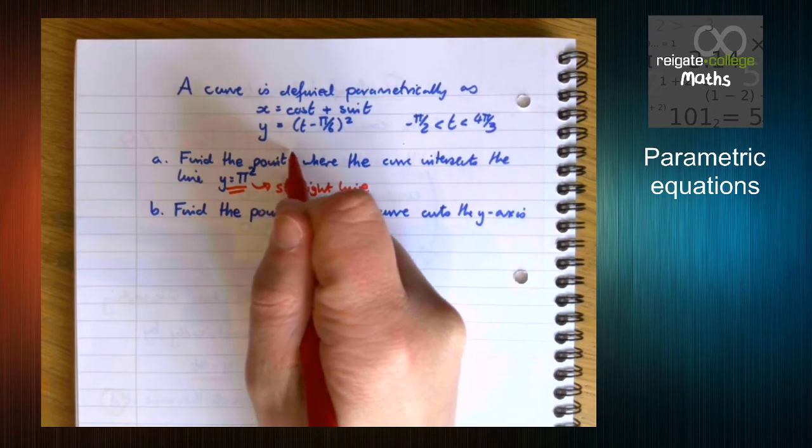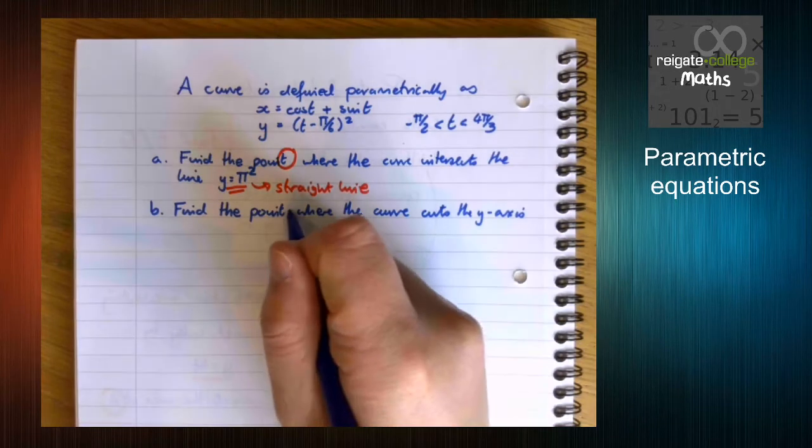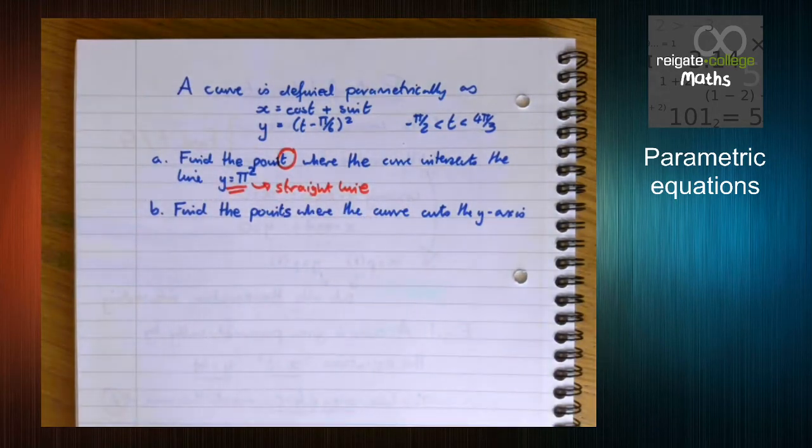Notice as well, find the point, singular. This means most likely that we might get multiple values of t, and we have to choose the right one. That's what I was saying before with the previous example, something you might have to watch out for. I need to change the wording of that question. Find the points, plural, where the curve cuts the y-axis.